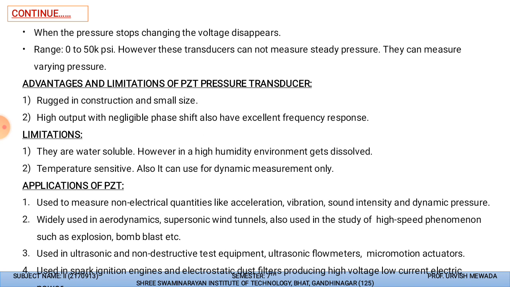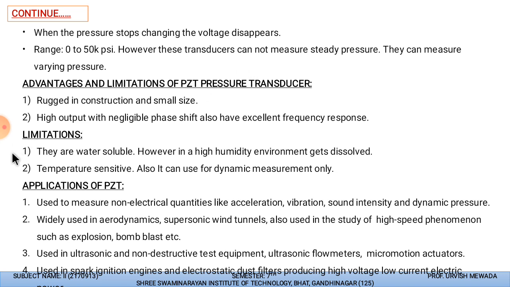So we can use this piezoelectric transducer for our desired application for pressure measurement, and it also has excellent frequency response. As we already discussed, this piezoelectric transducer can be used for dynamic pressure measurement, so that's why it has an excellent frequency response. These advantages make it very user friendly for industrial pressure measurement.